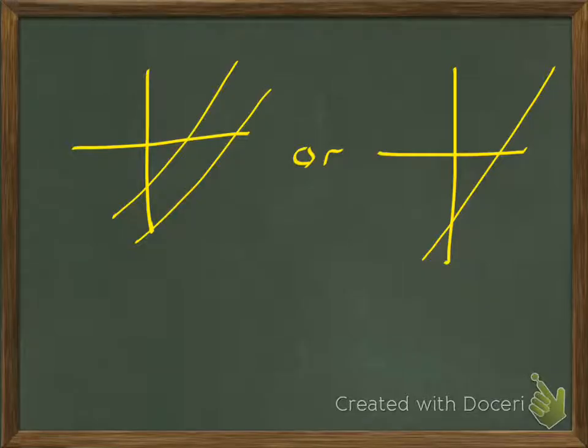All right, now there are a couple special cases. What if your two lines were both parallel? Like example A here. Well, if both lines are parallel, are they ever going to cross? No. So when you see that you have parallel lines, you just write no solution.